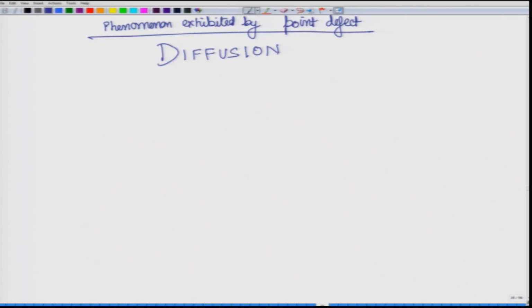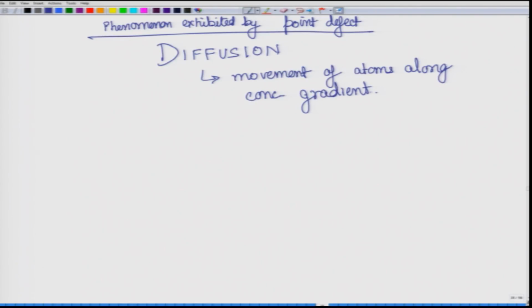So, most of you would know what diffusion is. Diffusion is movement of atoms along or against, actually against meaning in the negative direction of, the concentration gradient. But this is not really the fundamental definition.